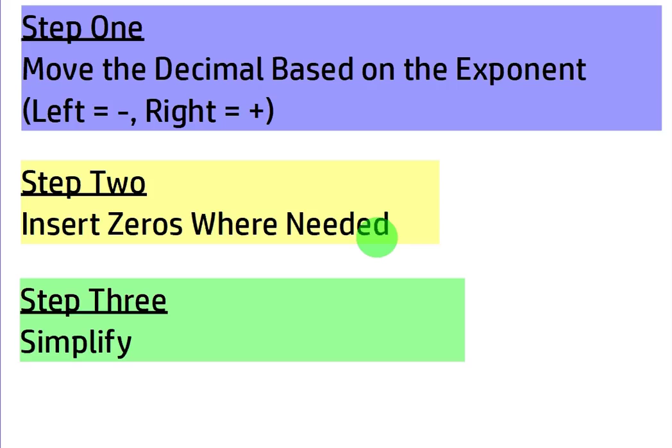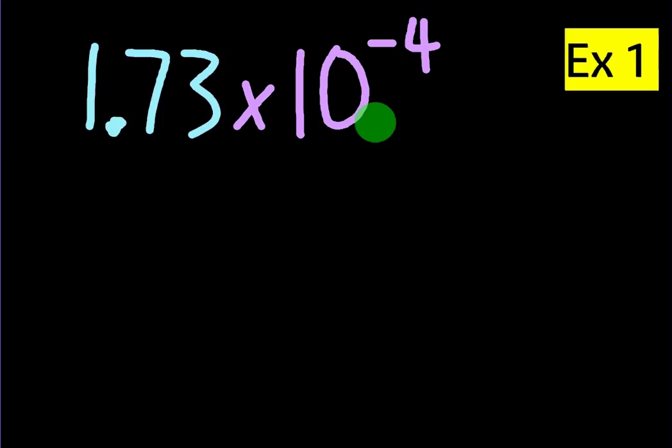So that leads us to the first step. Move the decimal based on the exponent, okay? If the exponent's negative, move the decimal left. And if the exponent's positive, move it to the right. Pretty simple. Let's take a look and see how that takes shape.